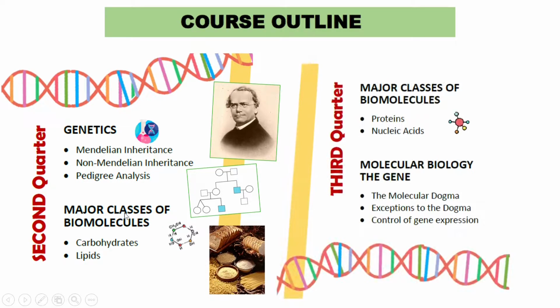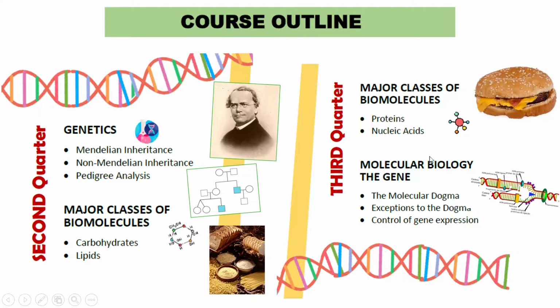In the third quarter, we'll continue with the major classes of biomolecules by talking about proteins and nucleic acids, and the latter part of the third quarter will be about the molecular biology of the gene. So we'll be looking at the central dogma, exceptions to the central dogma, and control of gene expression. This is going to be very interesting. We'll be talking about replication, transcription, translation, and the exceptions to this dogma.